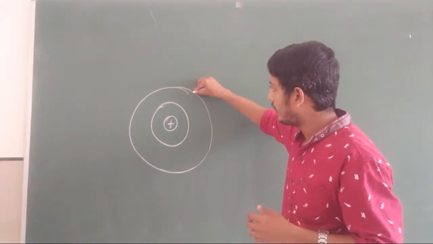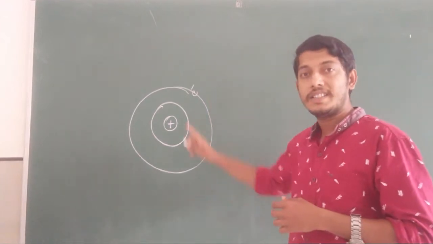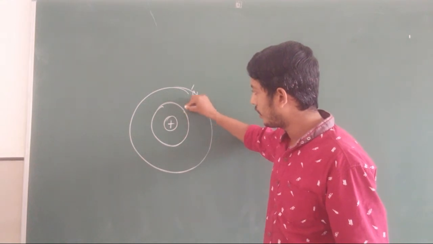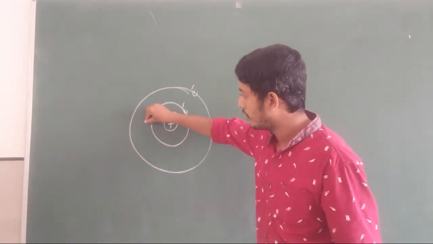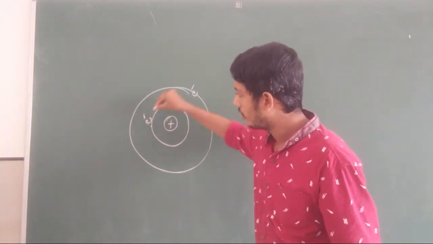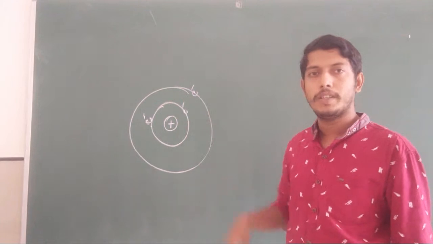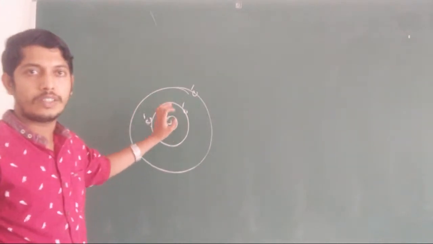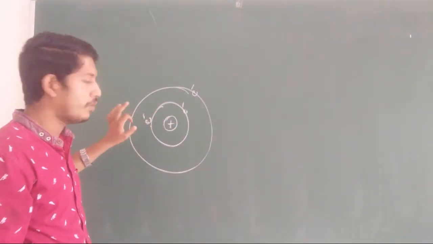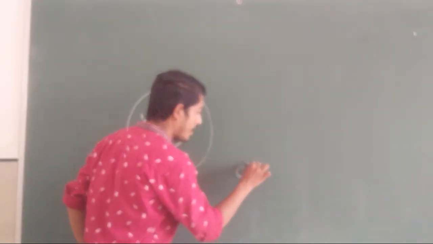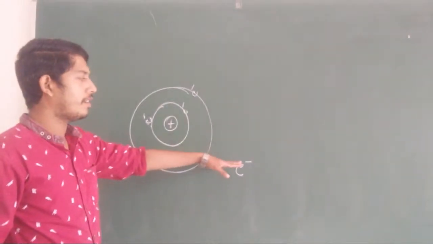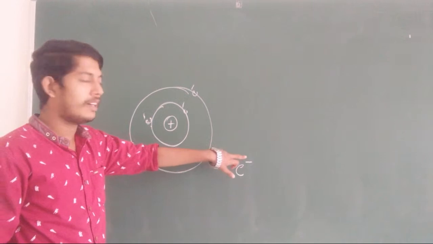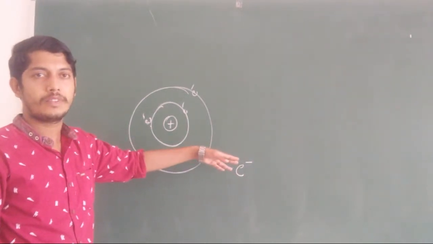Consider an electron revolving in the second orbit or second shell, and another electron revolving in the first orbit. We know that the nucleus attracts the electrons towards it. I wrote E to represent the electron, and a minus above it, because the charge of the electron is negative. We are considering that here.